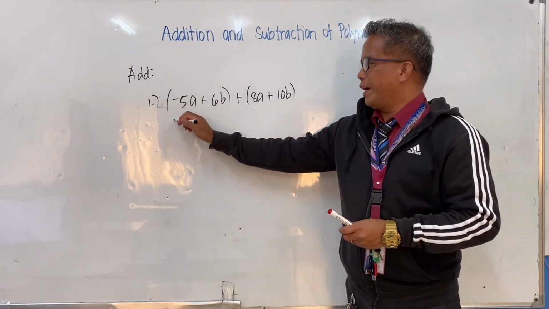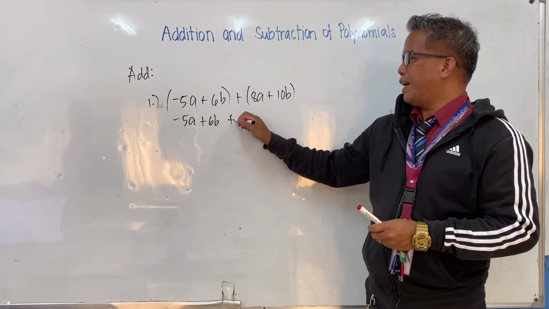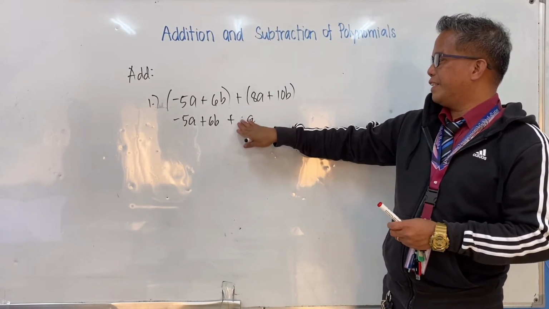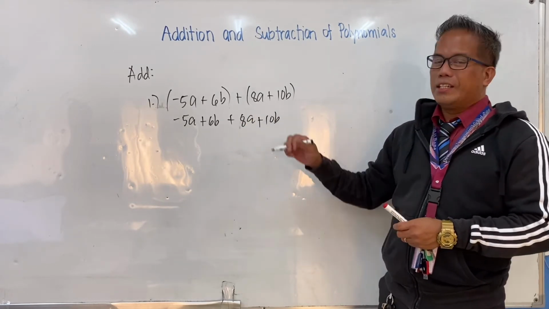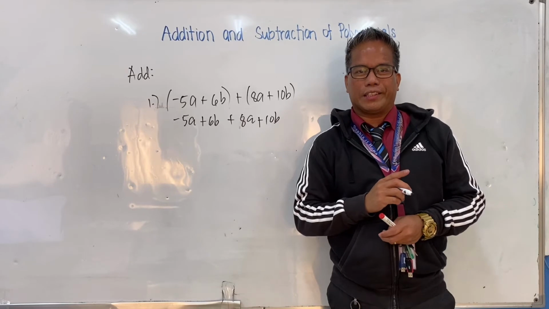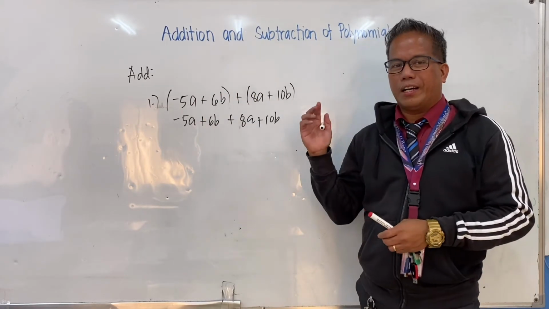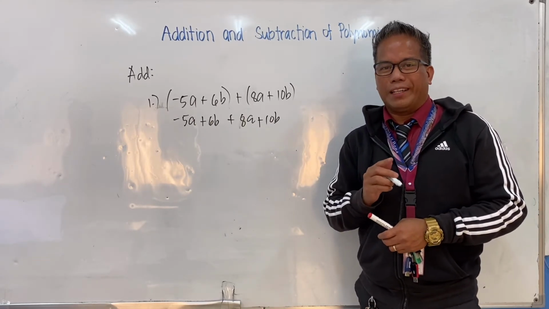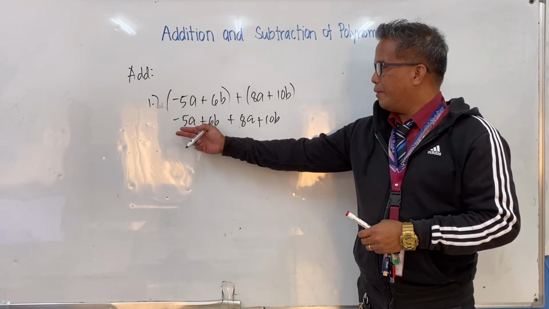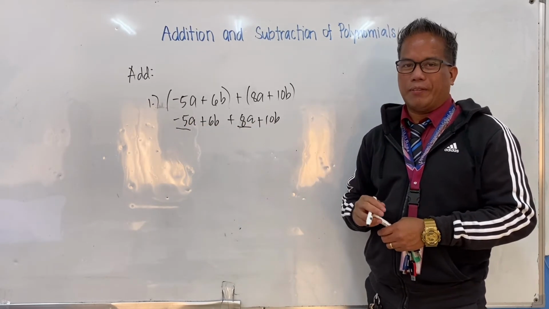We have now negative 5a plus 6b plus 8a plus 10b. So that is the first step. Remove the parentheses. If it is addition, you just copy the sign of each term. Then we are going to combine like terms. We have negative 5a and then positive 8a.